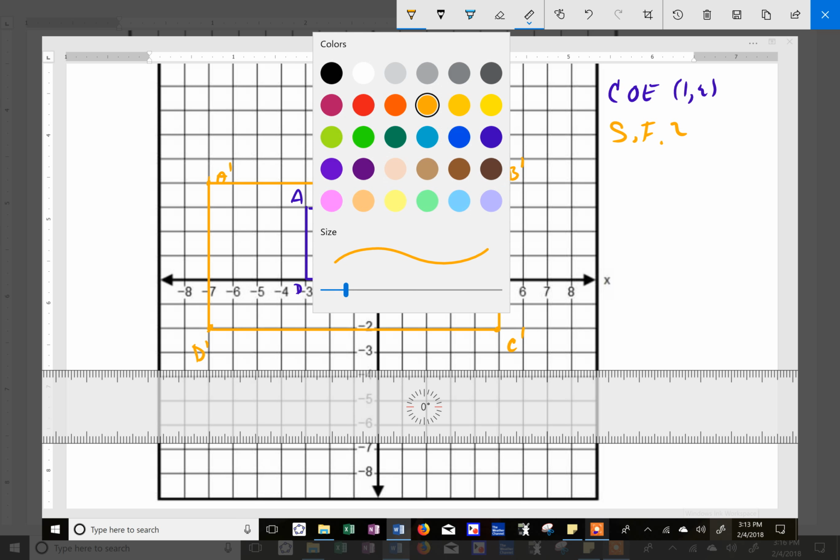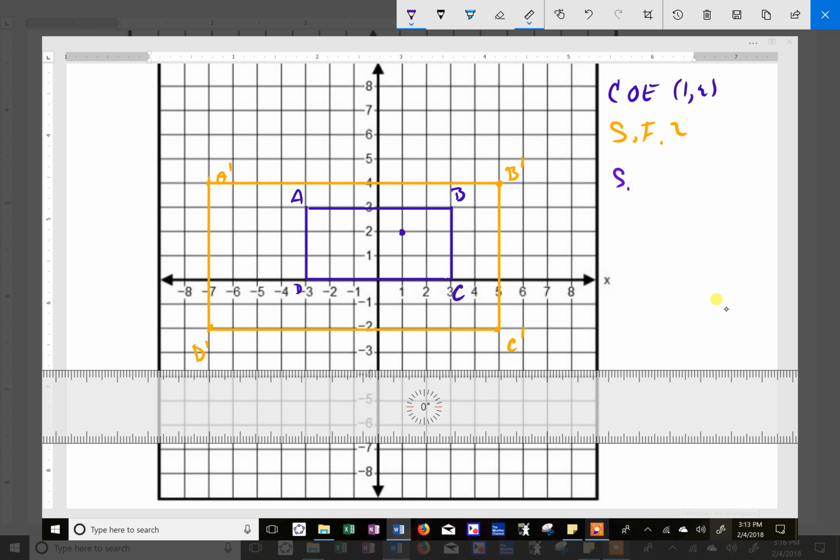Let's say I had another scale factor. I'm still going to use my same center of enlargement, but this time, I'm going to use a scale factor of 1/2. Well, to get to A, I had to go backwards 4 and up 1. So if I go backwards 2 and up 1/2, that's my new A. To get to D, I had to go backwards 4 and down 2. So that'd be the same as going backwards 2 and down 1. And that's how I'd get to D double prime. Here I go over 2 and up 1, so that'd be the same as going over 1 and up 1/2. And then here I went over 2 and down 2, well, that would be the same as going over 1 and down 1.